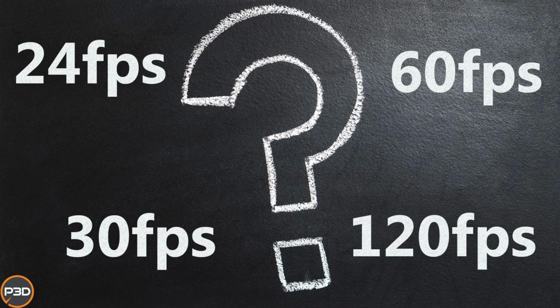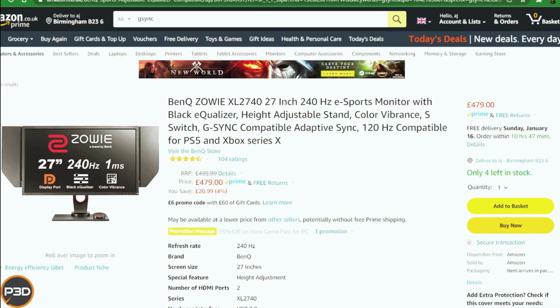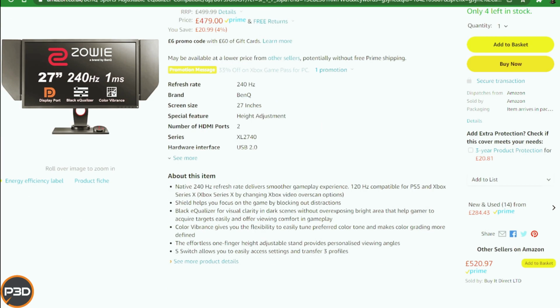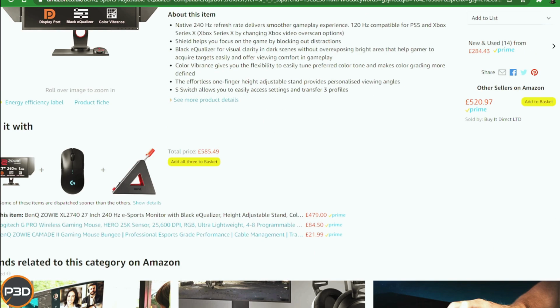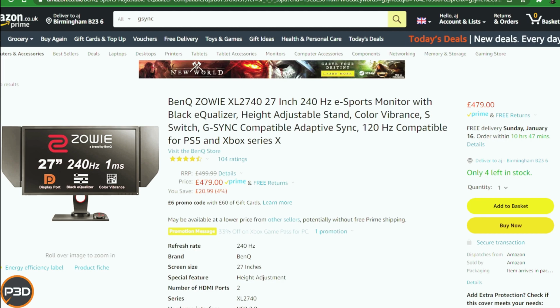This one particular monitor on Amazon here is a G-Sync compatible adaptive sync monitor. You can get 240 hertz esports monitor with it, right? And it's 480 quid, right? You're paying for the G-Sync feature on this monitor, okay? It's a 1080p monitor, okay? And it has, if we scroll down here, color settings, brightness and all that jazz, like a normal monitor does. But you're paying for the G-Sync because it's 480 quid.